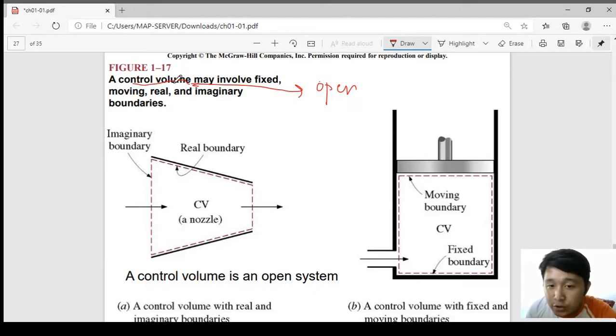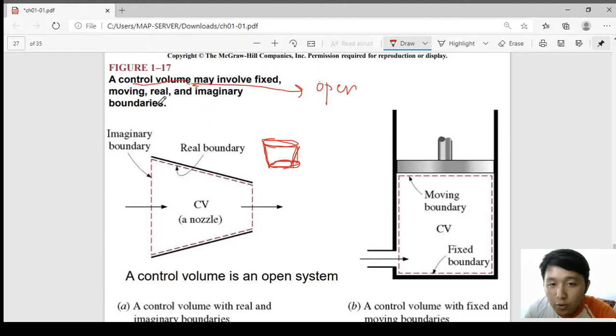So in a control volume, what is controlled? Both mass and energy are controlled, but specifically the mass. So for example, we have a nozzle. A nozzle is like a funnel. So in a nozzle, both energy and mass pass through.